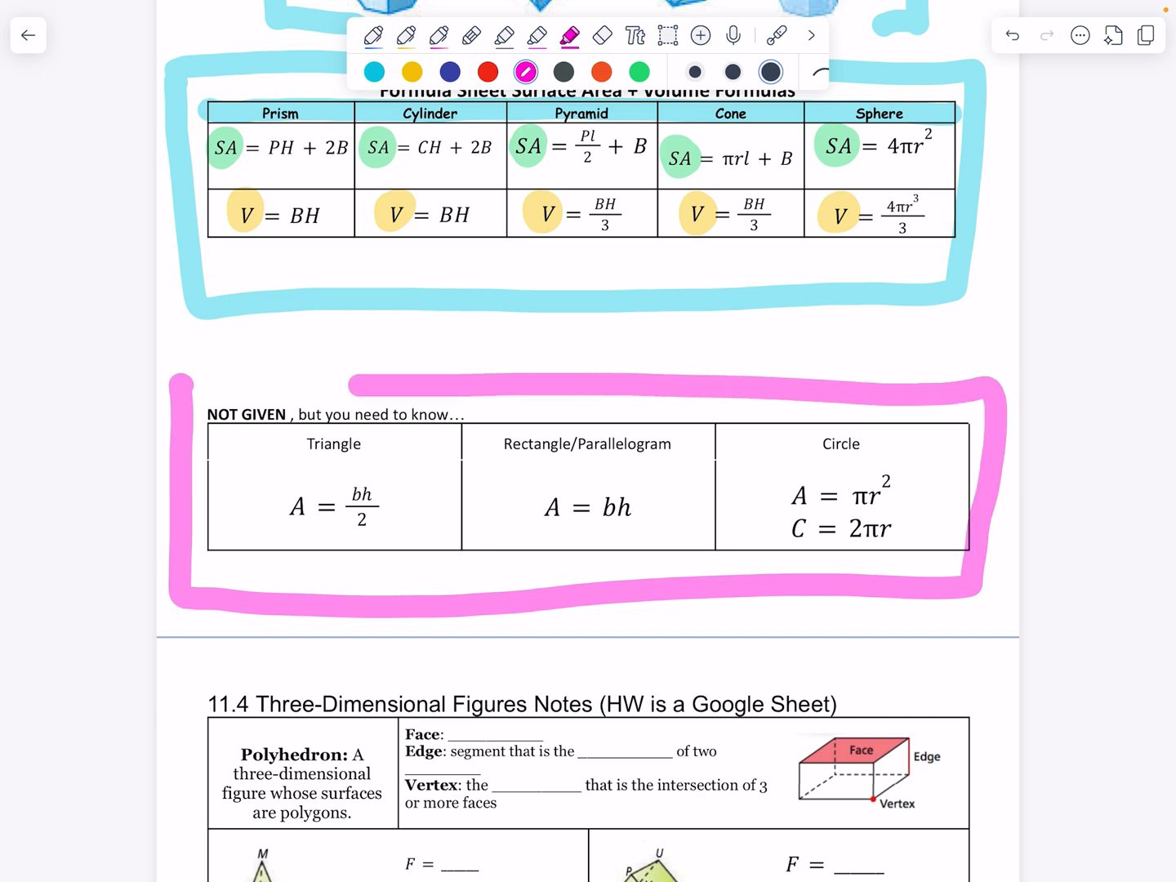So some of those formulas that you're going to need to know from the last chapter are: area of a triangle is base times height divided by 2. The area of a rectangle or parallelogram is just base times height. And then our classics, our circle formulas. Twinkle, twinkle, little star, circumference equals 2 pi r. And fuzzy wuzzy was a bear, area equals pi r squared. So just things you need to know this chapter.